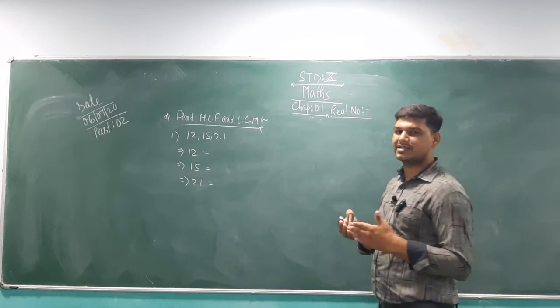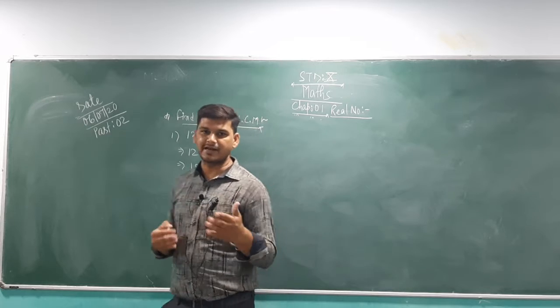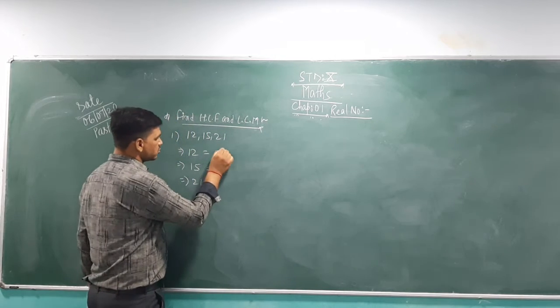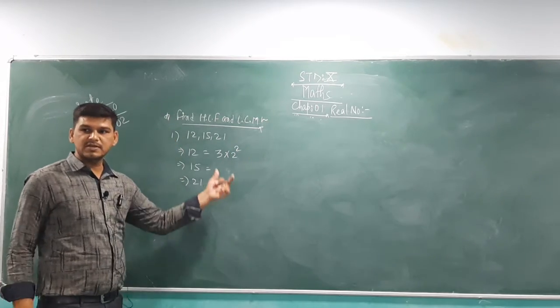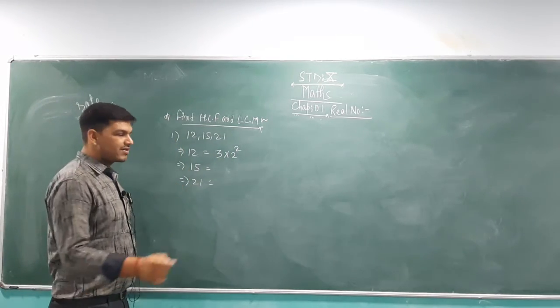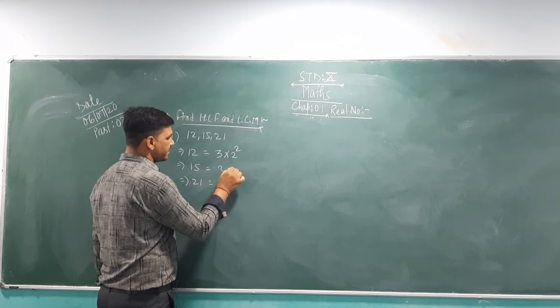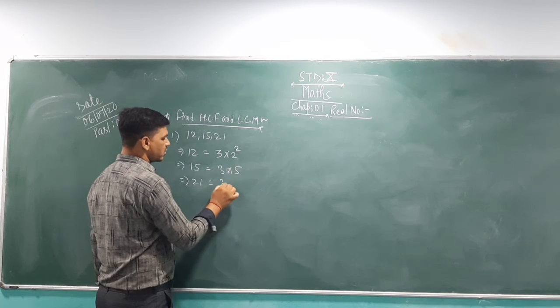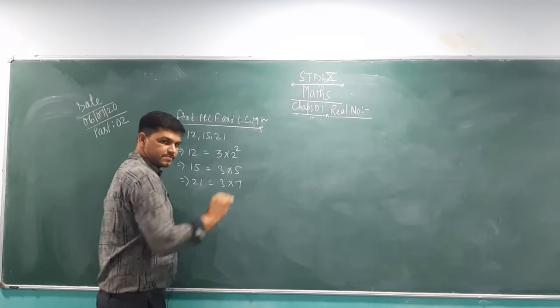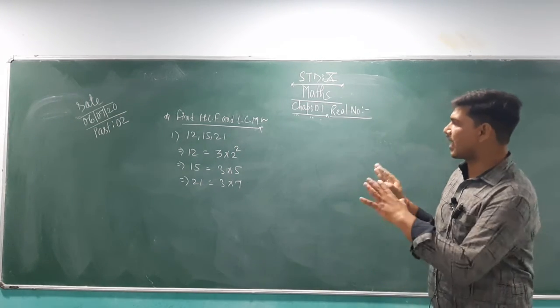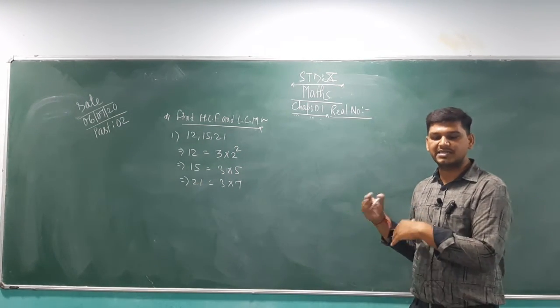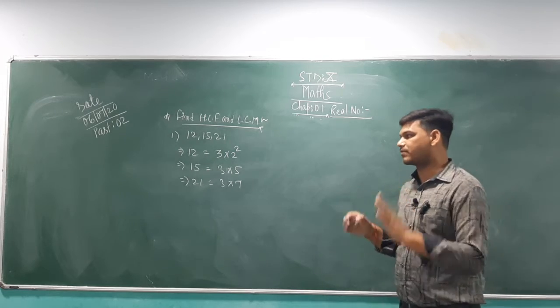So how can 12 be converted? 3 4s are 12, so 3 into 2 raised to 2. 15 we write as 3 into 5. And 21 is 3 into 7. So all the numbers 12, 15 and 21 are converted into their prime factor form.